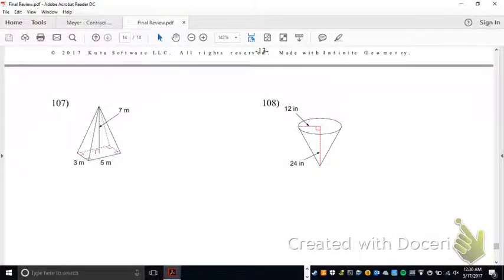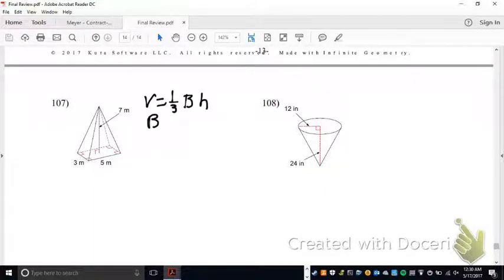Okay, 2 more, 107, 108. Both of them are pyramids. I know one of them's got a circle in it. We'd call it a cone, but it's still a pyramid for the purpose of the equation. Volume, 1/3 area of the base times the height.